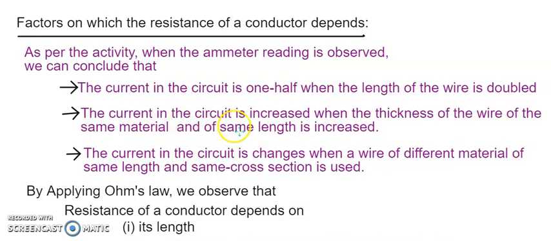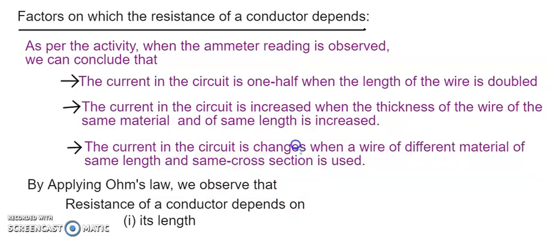Next, the current in the circuit is increased when the thickness of the wire is increased. And the rule should be that only the thickness of the wire is increased, while the length of the wire and the material are the same. Okay. So current in the circuit changes when wires of different material of the same length and same cross section are taken, which we already saw in the condition of good conductors, bad conductors, resistors, insulators, where it kept changing the material.